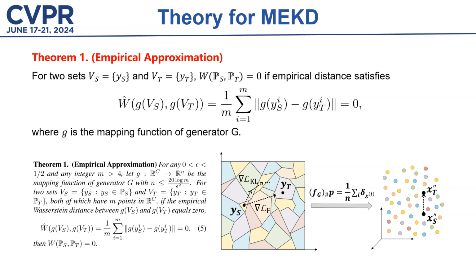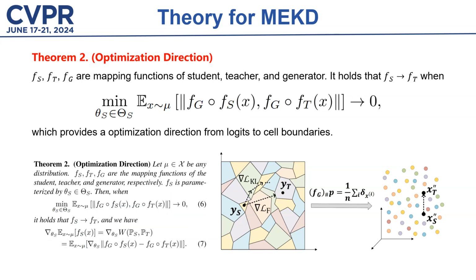Building on our definitions, we delve into the conditions for empirical equivalence between teacher and student mappings. When a generator uses the logits of both the teacher and student as input, and the distance between the two resulting finite sets approaches zero, we can consider the mappings of the teacher and student to be consistent. A well-trained generator maps a cell decomposition in the latent space to a corresponding decomposition in the image space, with each cell mapped to a sample via the decoding map.